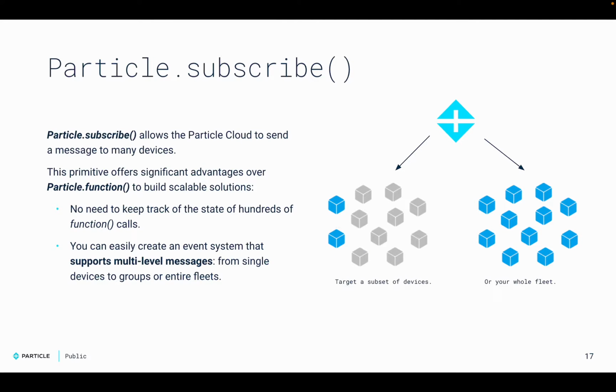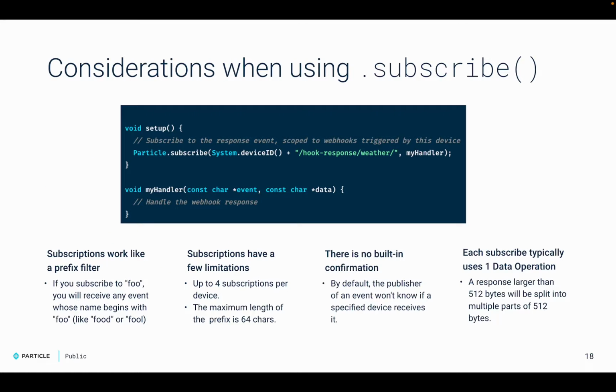Particle Subscribe allows the cloud to send an event to many devices. It is similar to the function primitive. However, it has the advantage of allowing a single event to reach hundreds of devices, making it more powerful than functions which are scoped to individual devices. As with Particle Publish, there are important considerations to be aware of when using Subscribe. Subscriptions work like prefix filters. This powerful feature allows us to define different levels of scope to reach either all of your devices, a subset of devices, or a single device.